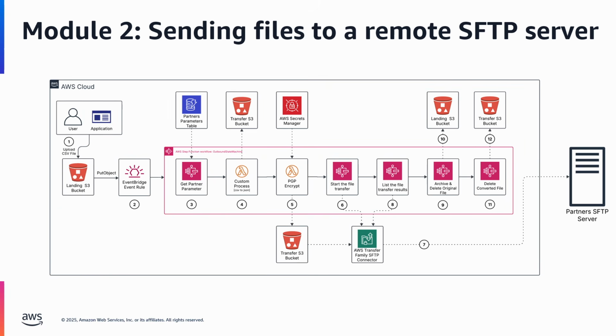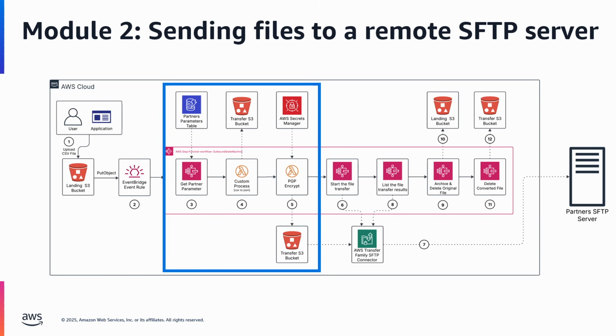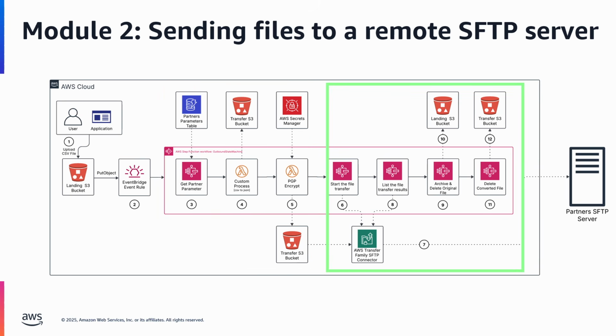In Module 2, we create a workflow that will send files from an S3 bucket to a remote SFTP server using SFTP connectors. The workflow starts when a file is created in the target S3 bucket and an S3 event is triggered. The partner parameters are looked up in the DynamoDB table and pre-processing steps are done. In this case, the file will be converted from CSV to JSON and encrypted using PGP. The converted files are stored in an S3 bucket, and the workflow then invokes the SFTP connector to send the file to the remote SFTP server.